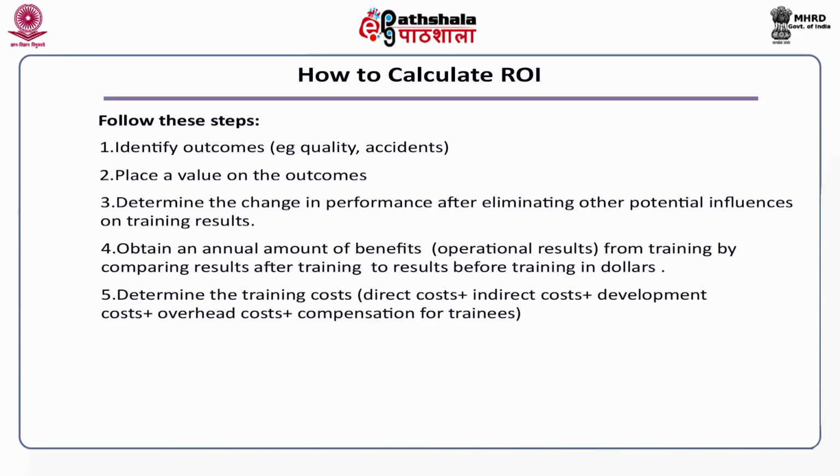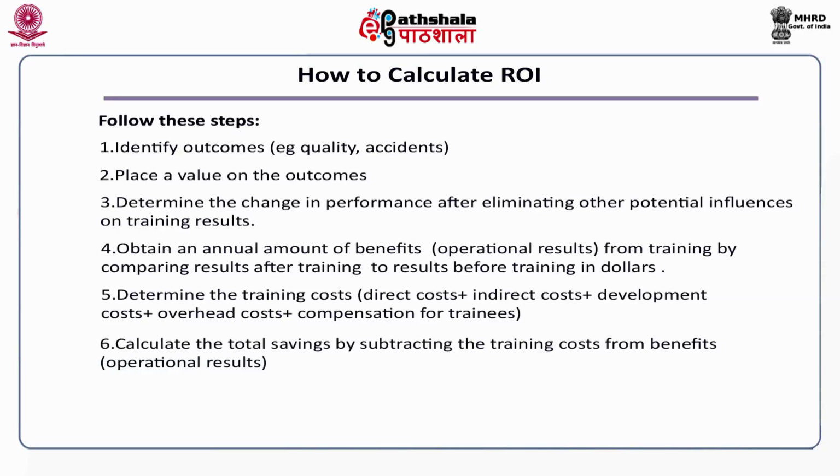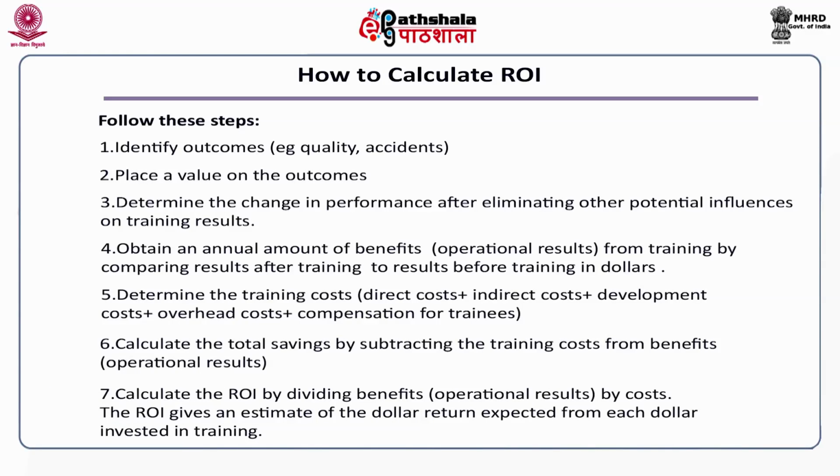Fifth, determine the training costs: direct costs plus indirect costs plus development costs plus overhead costs plus compensation for trainees. Sixth, calculate the total savings by subtracting the training costs from benefits. Calculate the ROI by dividing benefits by costs. The ROI gives an estimate of the dollar return expected from each dollar invested in training.